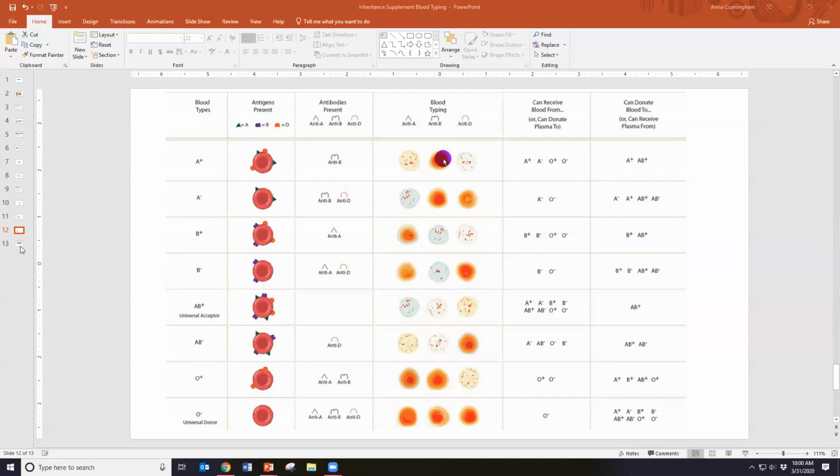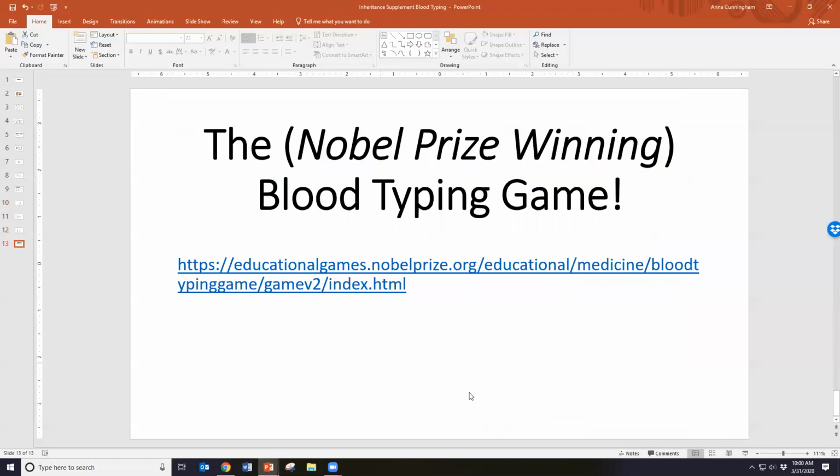I also put this in here, which if you're interested, this game actually won a Nobel Prize, and it goes into the technology or the science behind blood typing, and it can allow you to practice that as well. I encourage you, if you have the time, to do it because it's fun. I did it last night and I was like, wow, this is too much fun. I need to do other things. All right.